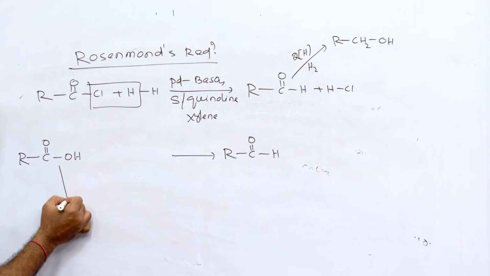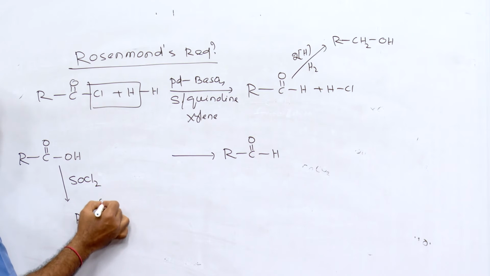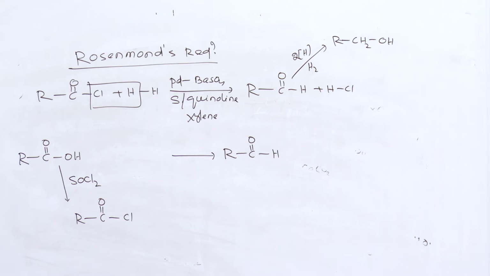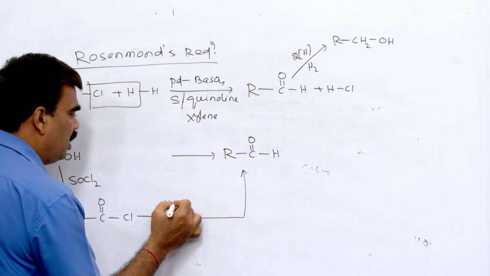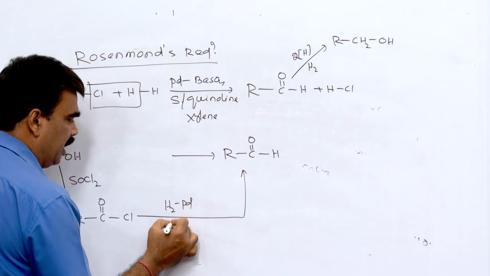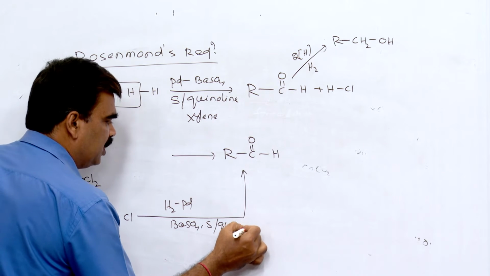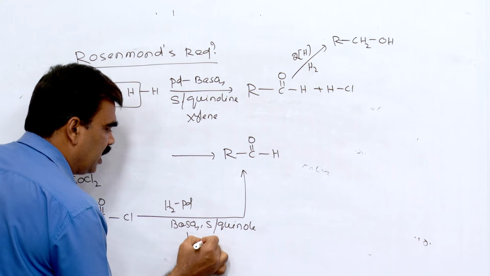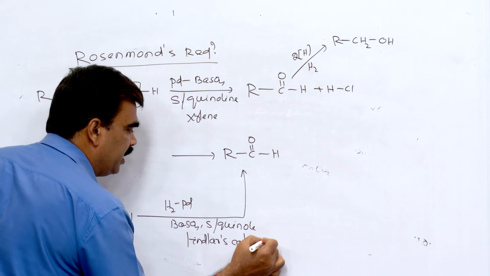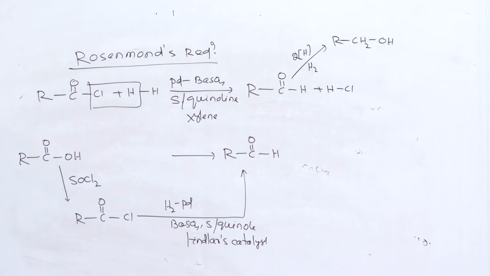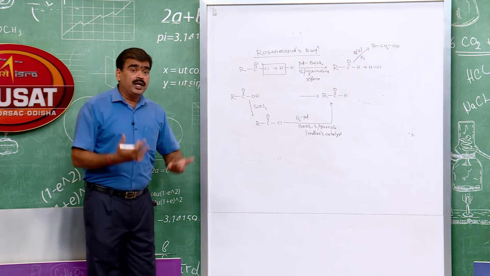First, you react it with SOCl2, you convert it to RCOCl, you make it acid chloride. Then you react it with hydrogen over palladium, barium sulfate, sulfur or quinoline. This is also called Lindlar's catalyst. Instead of writing all these reagents, you can also write Lindlar's catalyst. You will get aldehyde. How will you prepare ketone?